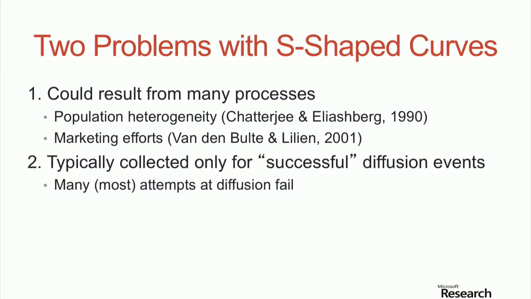So the second problem with S-shaped curves is that it is really a selection problem, which is that when social scientists go out to study things in the world, they tend to only study interesting things, right? I mean, after all, why would you study uninteresting things? But there's a problem here, which is called selection on the dependent variable. You're trying to understand, why do things spread? Why do some things take off and not others? But you only see the things that take off.